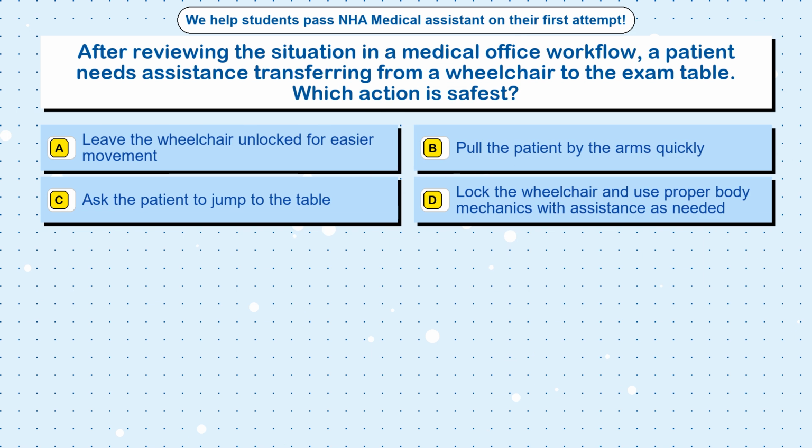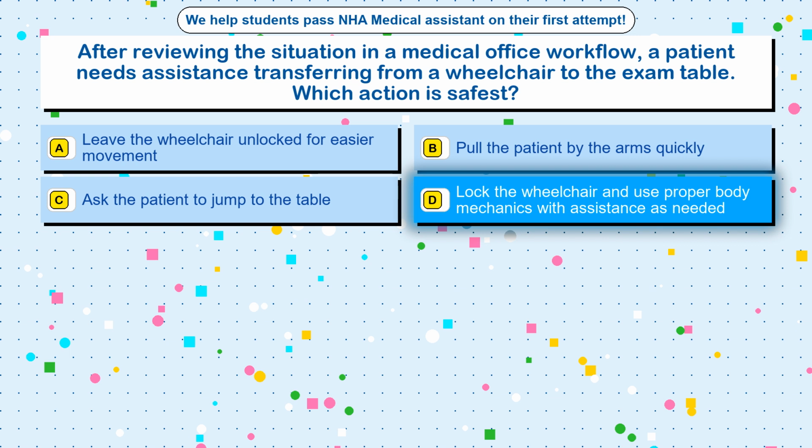Question 47. After reviewing the situation in a medical office workflow, a patient needs assistance transferring from a wheelchair to the exam table. Which action is safest? Option A, leave the wheelchair unlocked for easier movement. Option B, pull the patient by the arms quickly. Option C, ask the patient to jump to the table. Option D, lock the wheelchair and use proper body mechanics with assistance as needed. The correct answer is option D.